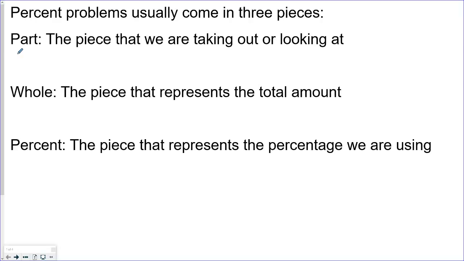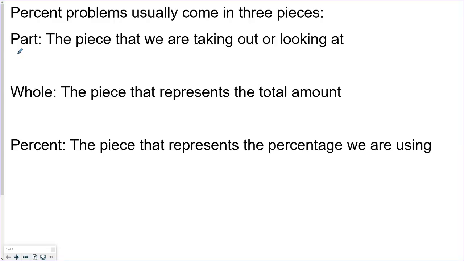The whole is the total amount of stuff that we have all together. So if we're looking at the amount of fish with blue scales in a river, the whole would be just every fish in the river. That's the whole amount of fish, and the part would be just those with blue scales. So the whole is everything we have. The part is kind of the special piece that we're looking at or that we're taking out in some cases.